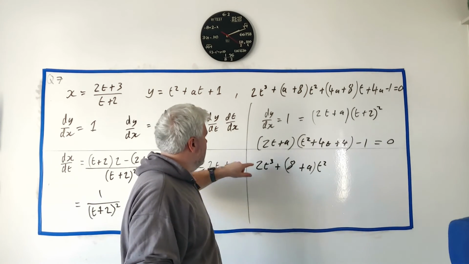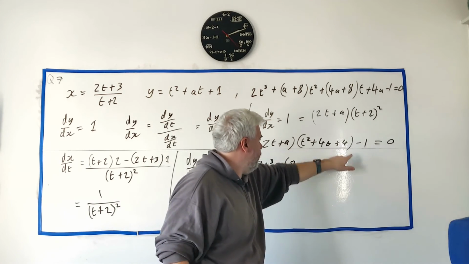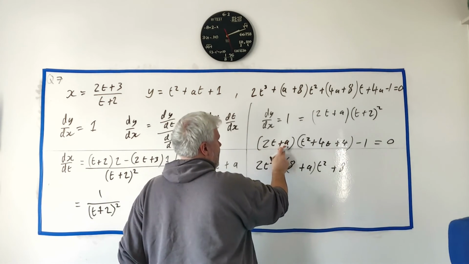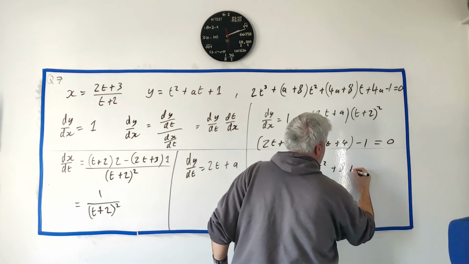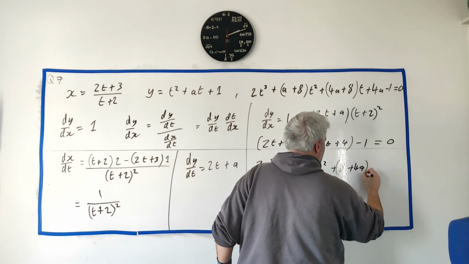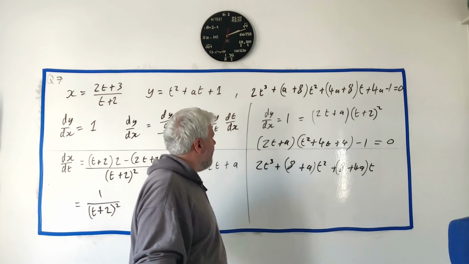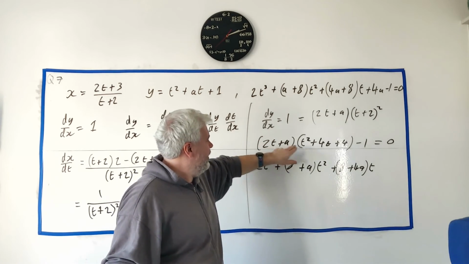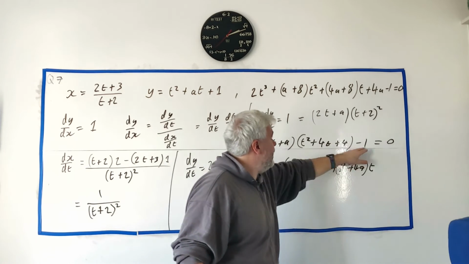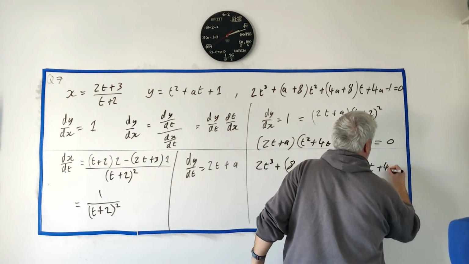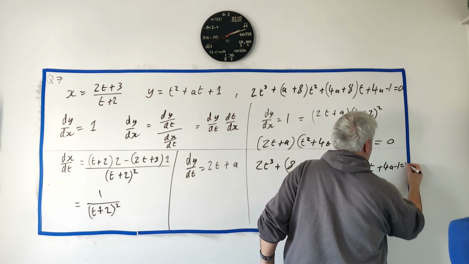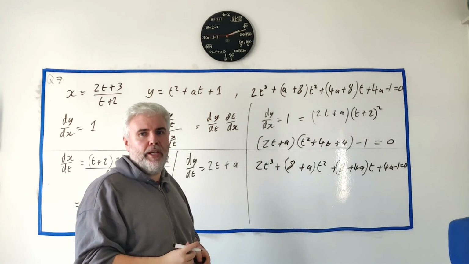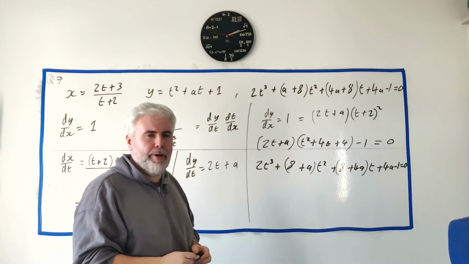How many t's do we get? 2t times 4, that's 8, and a times 4t, so that's 8 plus 4a. That's how many t's we get. How many numbers, things with no t's in them? A times 4, 4a minus 1. So 4a minus 1, and all that equals 0, which is identical to this one up here. Okay, that's the answer to part A.